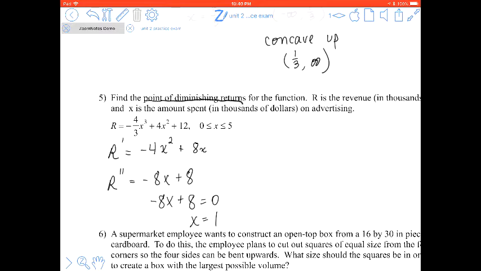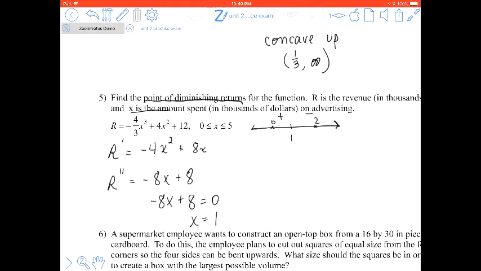And that certainly fits within this constraint there. X is supposed to be, according to that, something between 0 and 5. And now we gotta just make sure that the concavity switches there, otherwise it's not a point of inflection. So when x equals 1, we can test 0, and we can test 2, and remember we're testing concavity, so it needs to go into the second derivative. If we plug in a 0, we're going to get 0 plus 8 is positive. If we plug in a 2, we're going to get negative 16 plus 8. That's negative, so it's concave up, switches to concave down, so this is an inflection point.